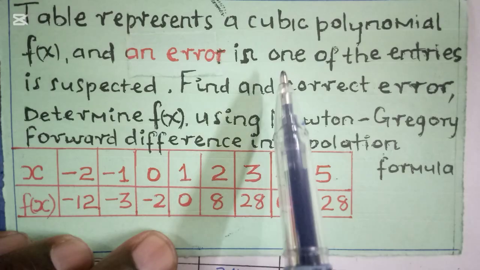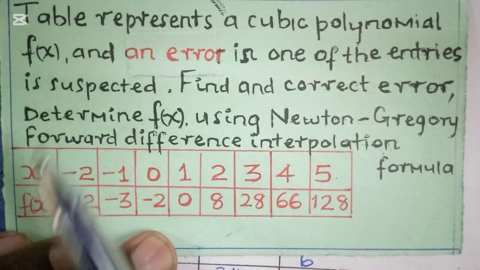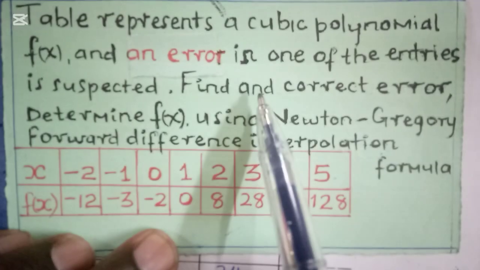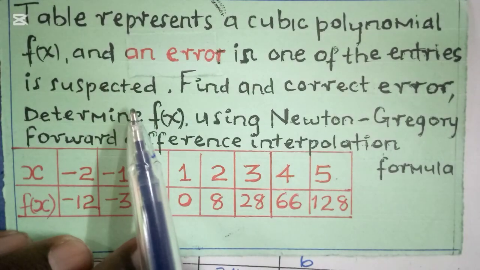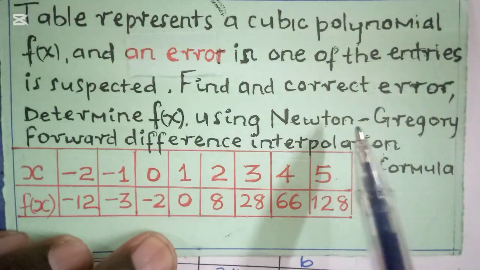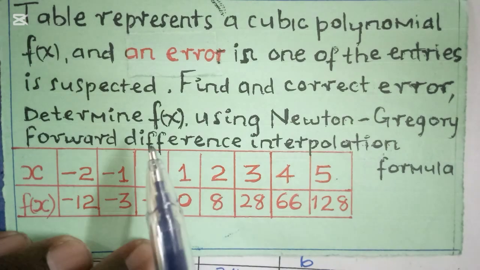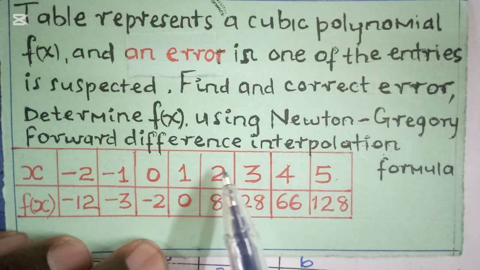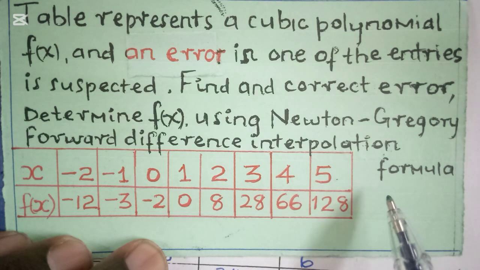Let's do this problem. I read the question first. The table represents a cubic polynomial f(x), and an error in one of the entries is suspected. Find and correct the error. Determine f(x) using the Newton-Gregory forward difference interpolation formula.